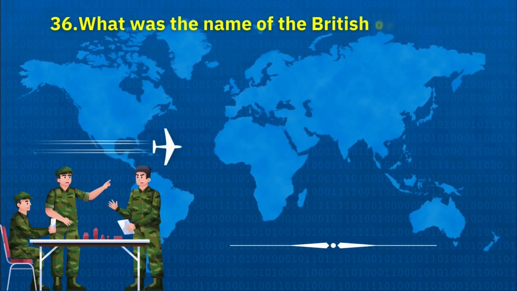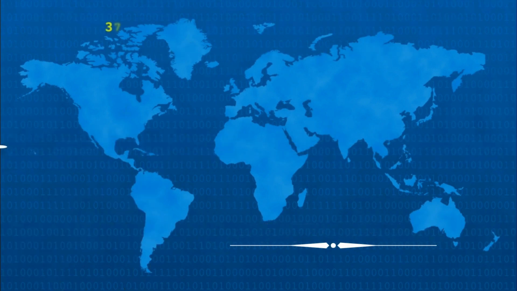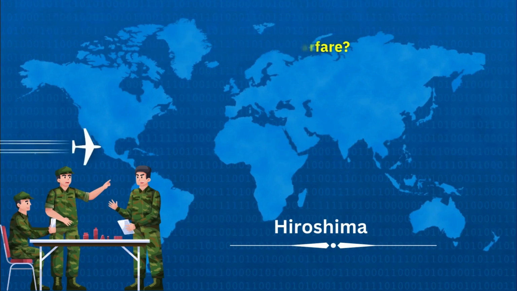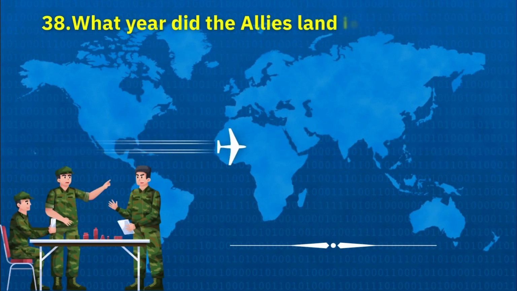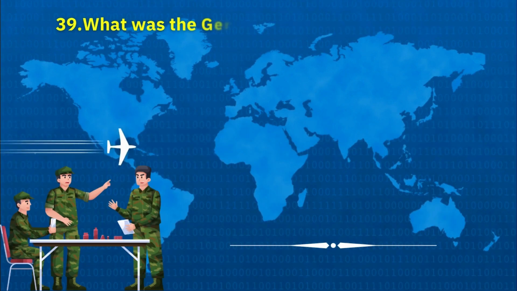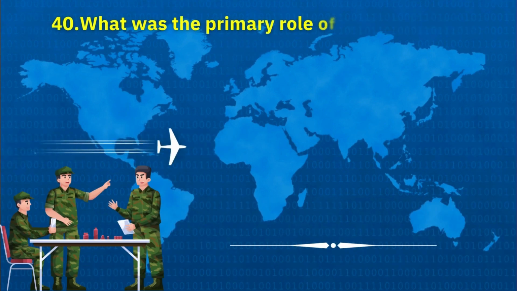What was the name of the British operation to evacuate troops from Dunkirk? Which city was the site of the first use of a nuclear weapon in warfare? What year did the Allies land in Normandy, France? What was the German Air Force called during World War II? What was the primary role of the Tuskegee Airmen during World War II?